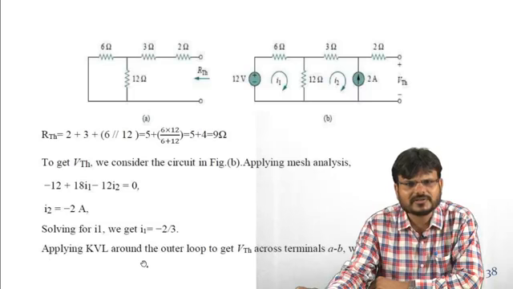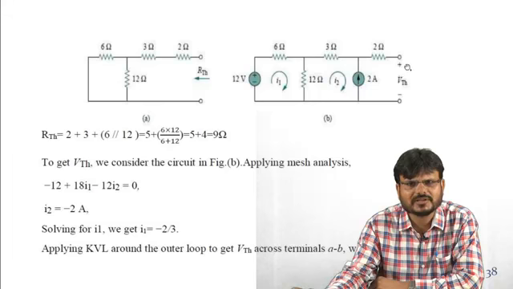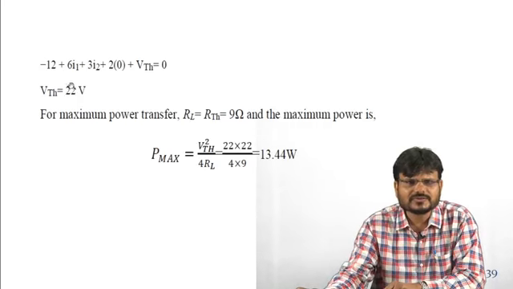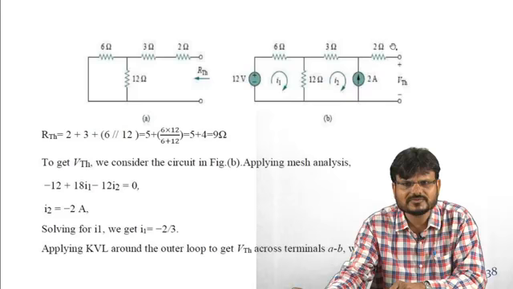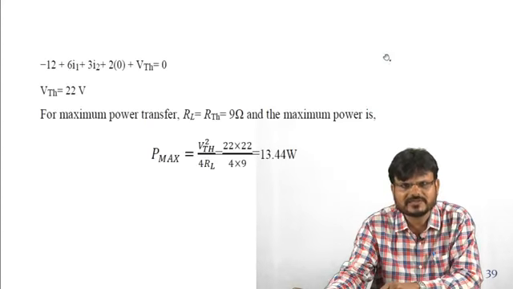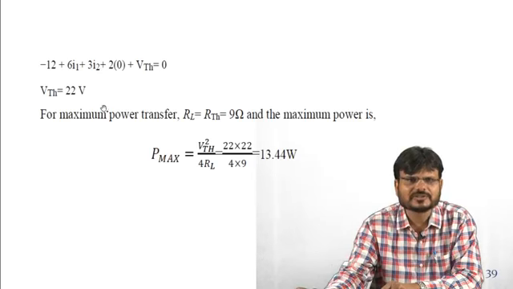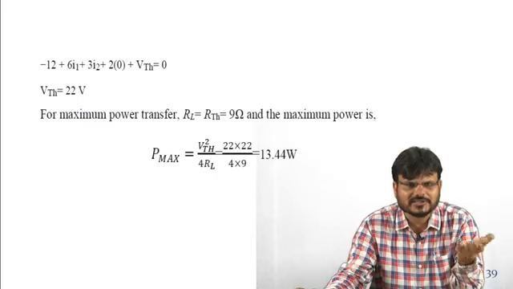Applying KVL around the outer loop, you can calculate the VTH across the terminals AB. So what will be the voltage across this one? That means whatever the voltage drop across this one plus this one. So VTH can be calculated as minus 12 plus 6 I1 plus 3 I2 plus 2 into 0. Why is 2 into 0 zero? Because there is no current in this branch, that's why it is multiplied by 0. Plus VTH equal to 0. So VTH is equal to 22 volt. Now you have calculated the Thevenin voltage.